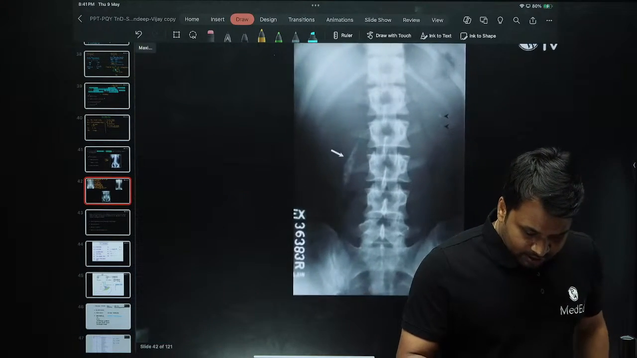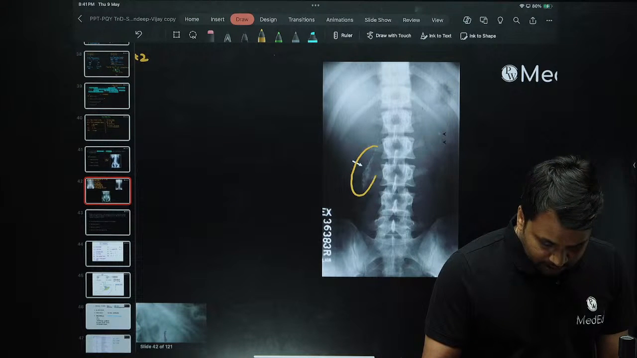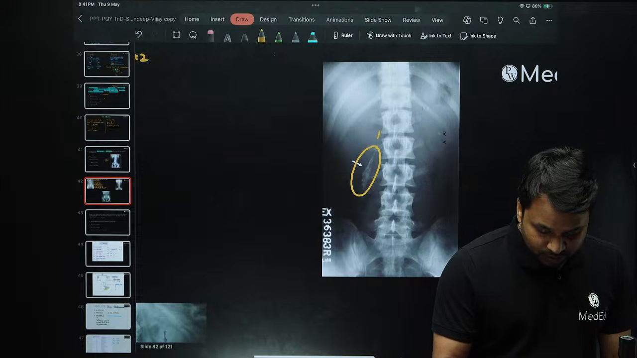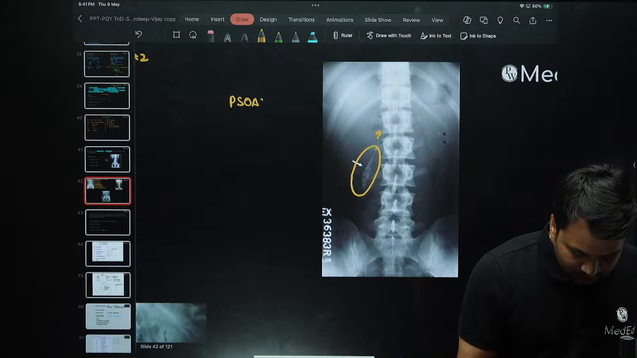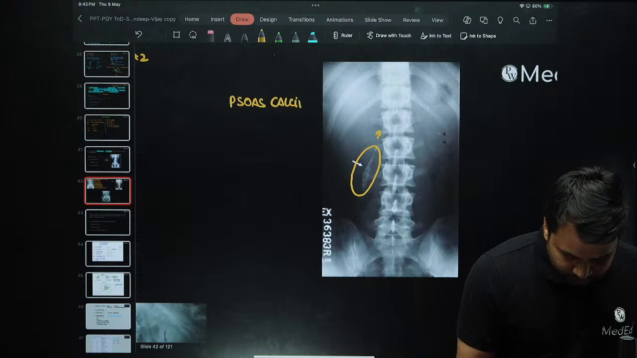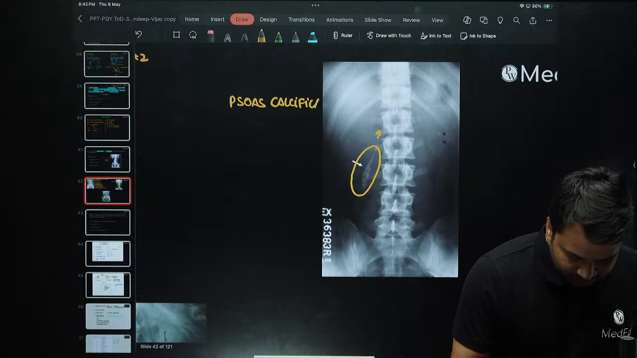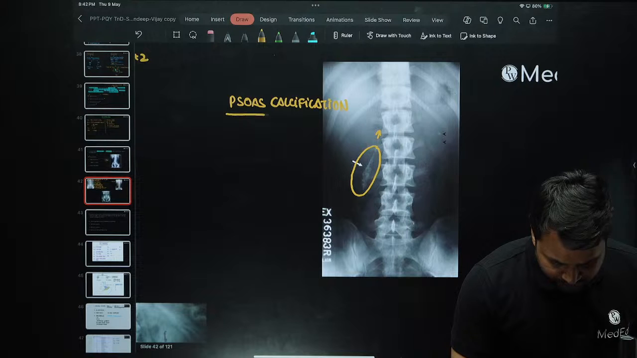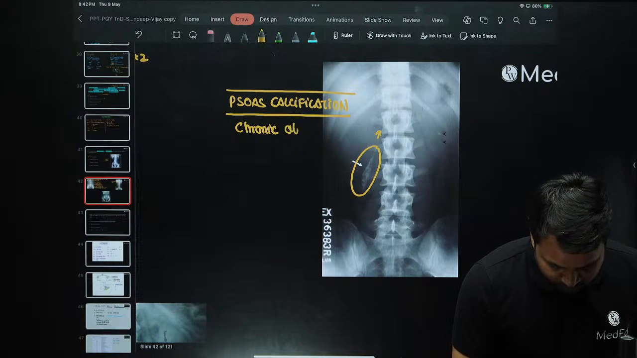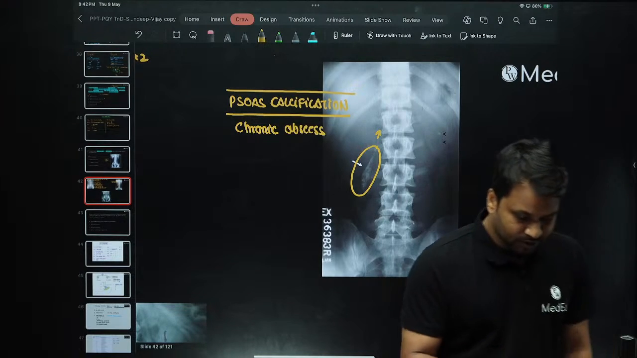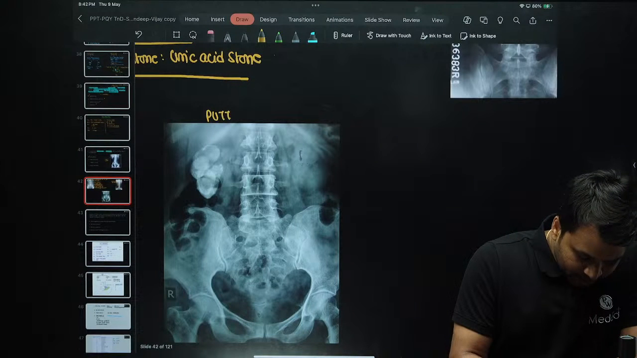Now you see this particular image where you see a calcified lesion on the medial aspect, with a medial orientation. This is basically a psoas calcification. It is very unlikely that they will ask you a question like this, but since there was an option, I just put an image of psoas calcification. This psoas calcification can be a result of a chronic abscess. Okay. Now, this is the image of your putty kidney.